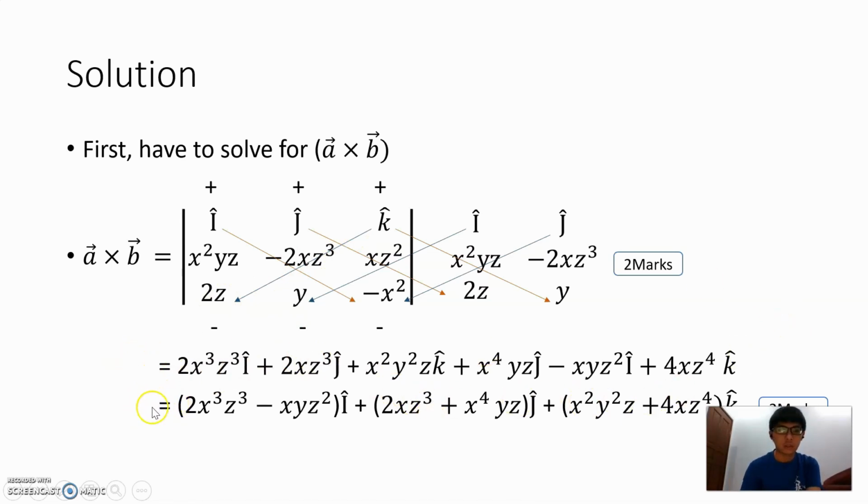After that, you do the factorization, meaning you group i and i in one group, j and j in one group, k and k in one group. So you will get this. After that, this equation will become easier to differentiate. For this part, you have 4 marks for A times B, the formula, and 2 marks for the result.